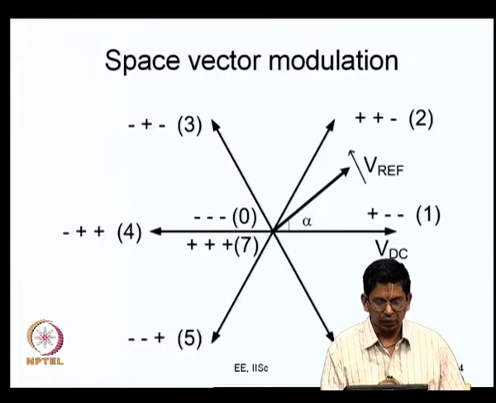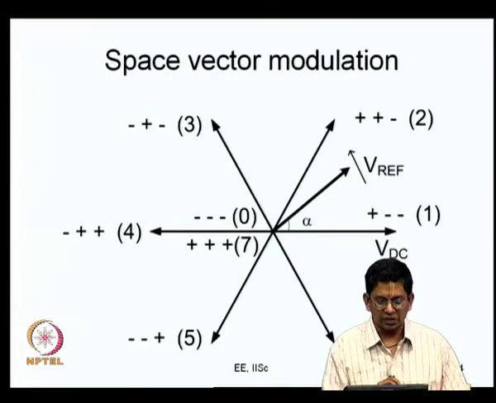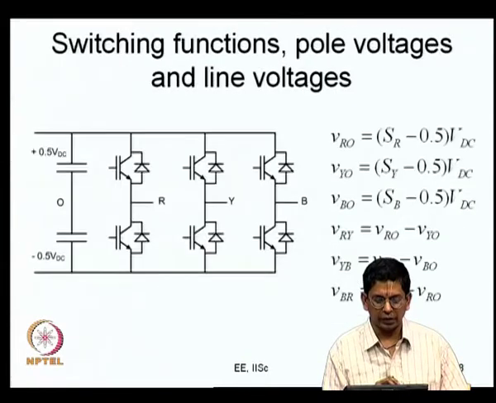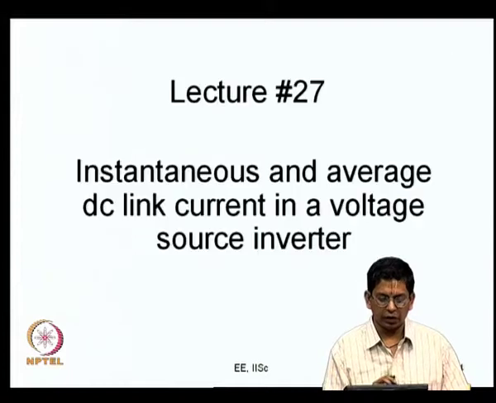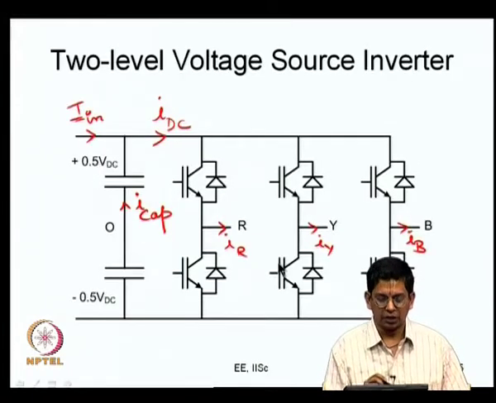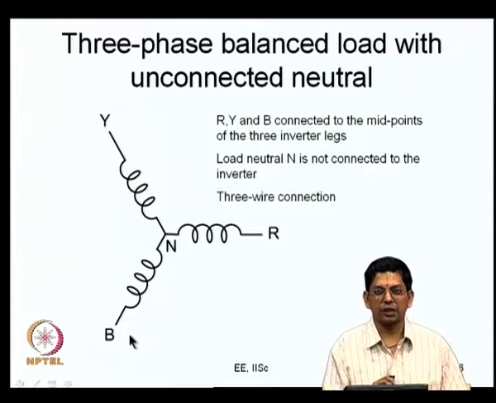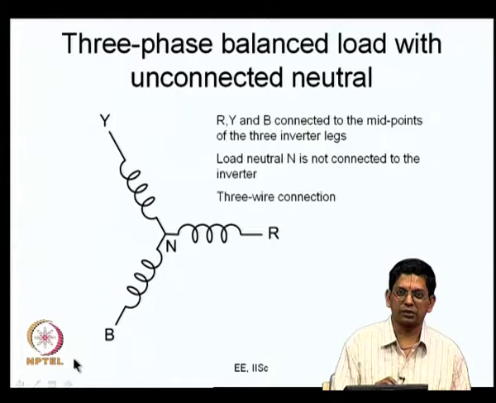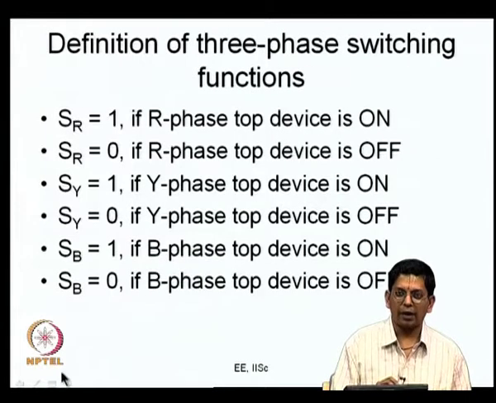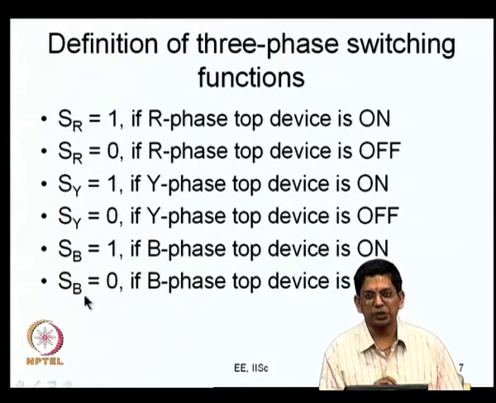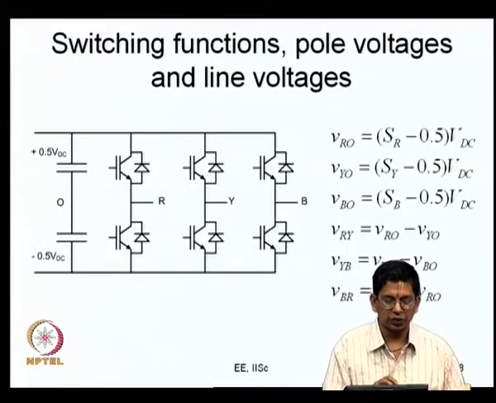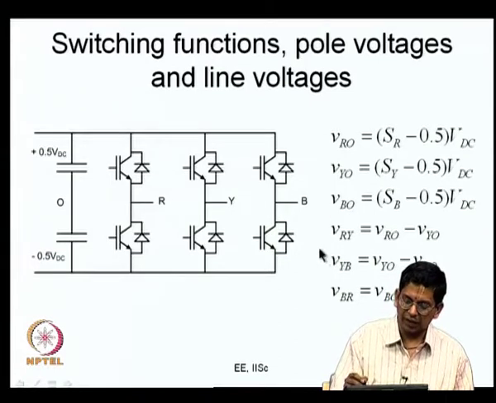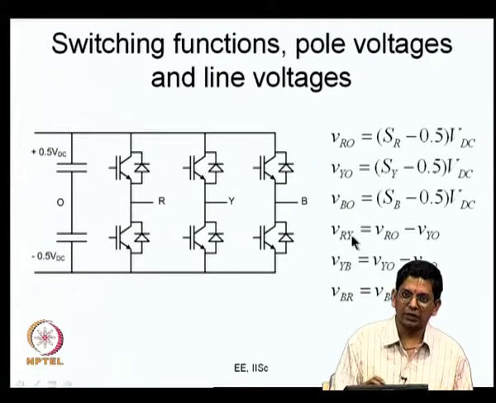Okay. Now, let us move on. This is just an instantaneous relationship. We have come up with a mathematical model for that. If you go back, initially we took a voltage source inverter like this, with a 3 phase 3 wire balanced star connected load, and we defined the switching functions SR, SY and SB like this. With the switching functions on the DC voltage, we write the 3 phase pole voltages like this, and then we write the 3 phase line to line voltages as I have shown here.